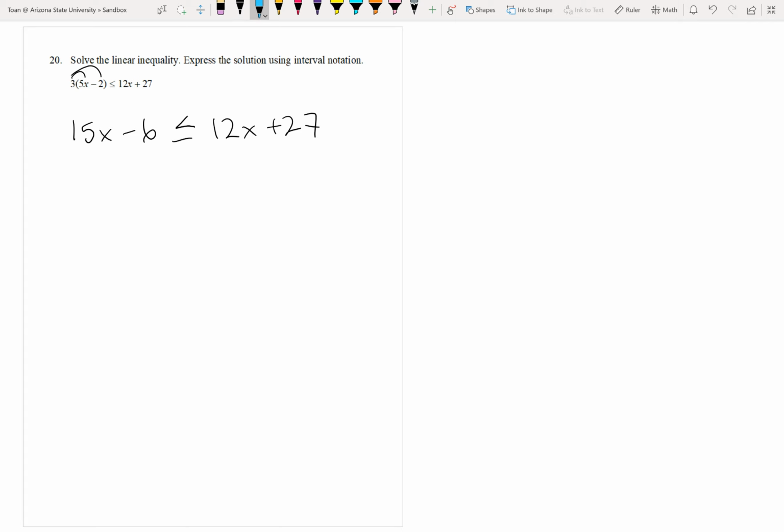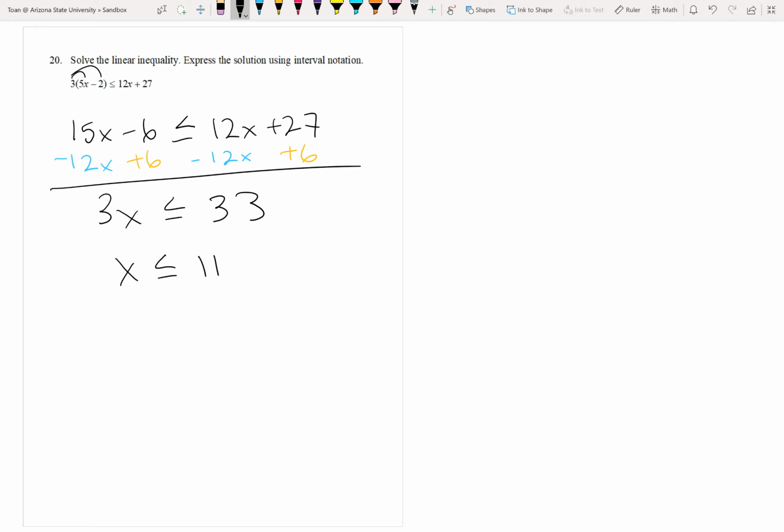And I'm going to go ahead and get all the variables on one side and the regular numbers on the other. So I'm going to subtract this 12x over, while at the same time, I'm going to add the 6 over. So this gives us 3x less than or equal to, what's that, 33? And then divide both sides by 3 gives you x is less than or equal to 11.